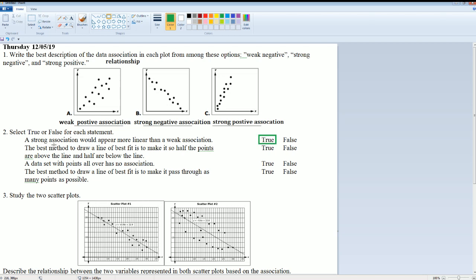Okay. The best method to draw a line of best fit is to make it so that half of the points are above the line and half are below the line. This is true, right? It's a weak definition, but this is actually one of the definitions, okay? You want to make sure that it's right in the middle, okay?